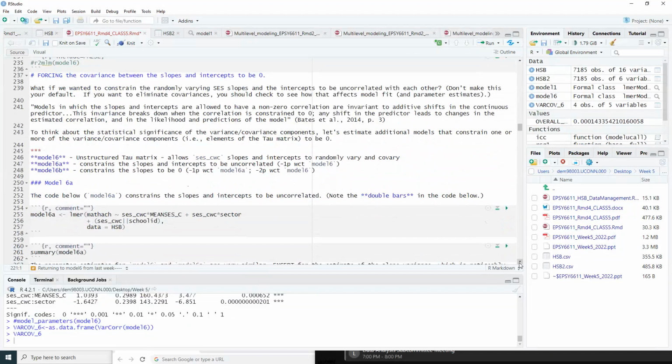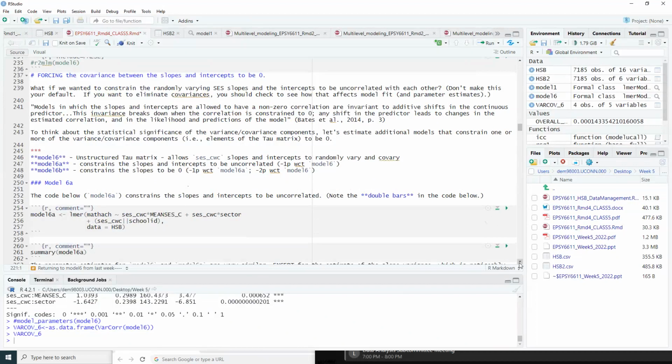All right. So what if I want to force the covariance between the slopes and the intercepts to be zero? What if I wanted to force the randomly varying SES slopes and the intercepts to be uncorrelated with each other? Then I could compare the two models, the model that has that covariance and the model that doesn't, to see how much getting rid of that covariance worsens the fit of the model.